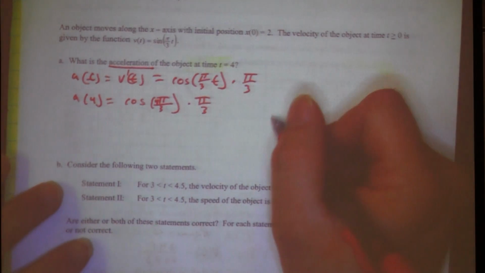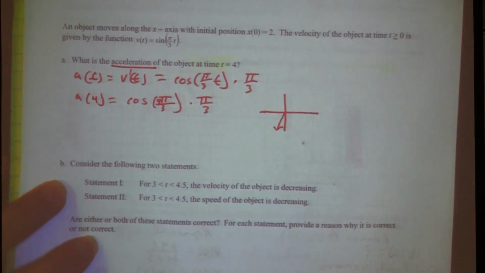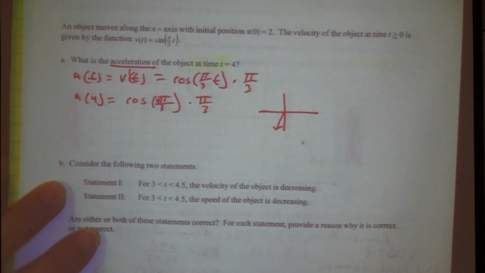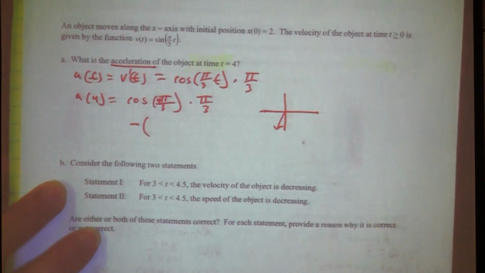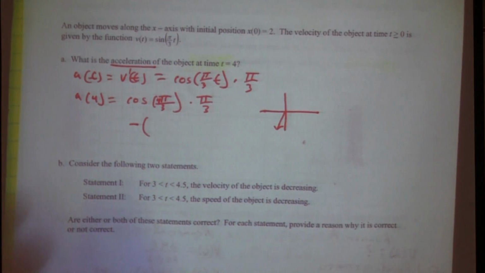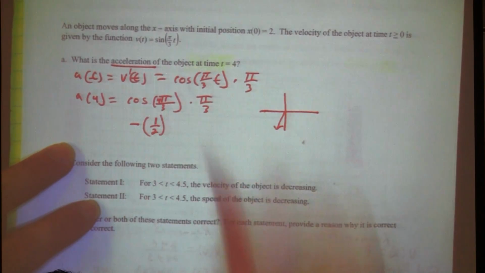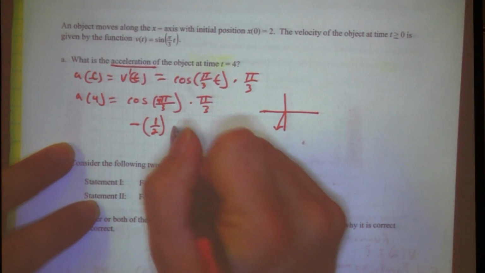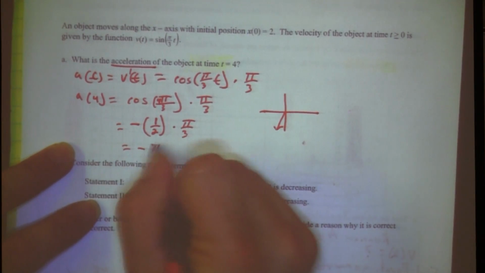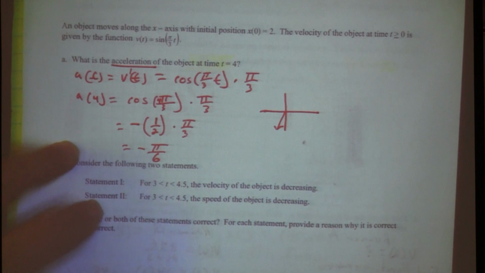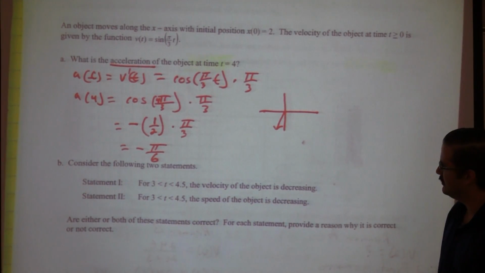What quadrant is 4 pi over 3 in? Third. What's positive in the third quadrant? Only tangent, right? Okay. So we know this is negative. And what's cosine of pi over 3 in the first quadrant? 1 over 2, right? So it's negative half times pi over 3, which gives us negative pi over what? Good?